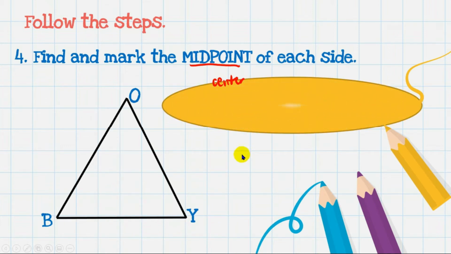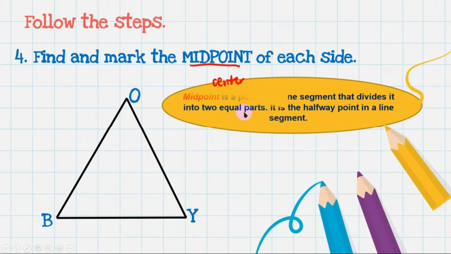So, hanapin po ang midpoint. Again, pag sinabing midpoint, it is a point on a line segment that divides it into 2 equal parts. So, kaya nga po, we have to divide it by 2. It is the halfway point in a line segment. So, alin ang halfway ng side BY mo, alin ang halfway ng side OY mo, at alin ang midpoint ng side BO ng triangle BOY mo.